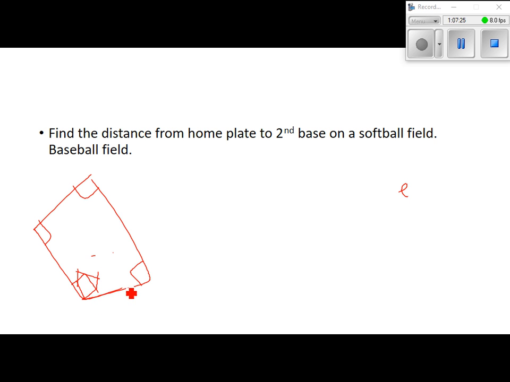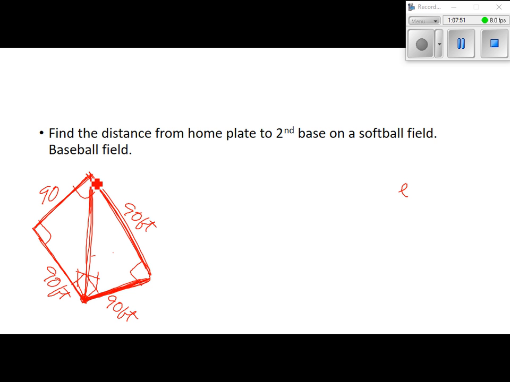How far is it from home plate to first base? 90. How far is it from first to second? 90. Now, what we want to find is your catcher's sitting here, and they've got to throw down there to second base. We want to figure out how far they have to throw.